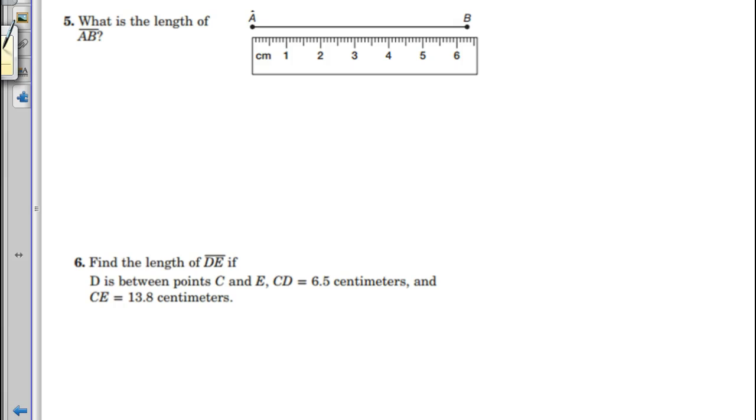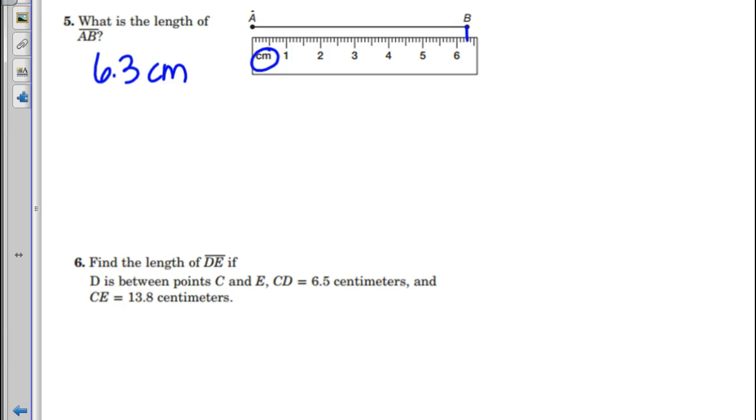All right, let's look at number 5. Name the length of segment AB. Notice the units that we are in, centimeters. So we will count in tenths, and it looks like 6 3/10 centimeters. So check your units first, remember on that.